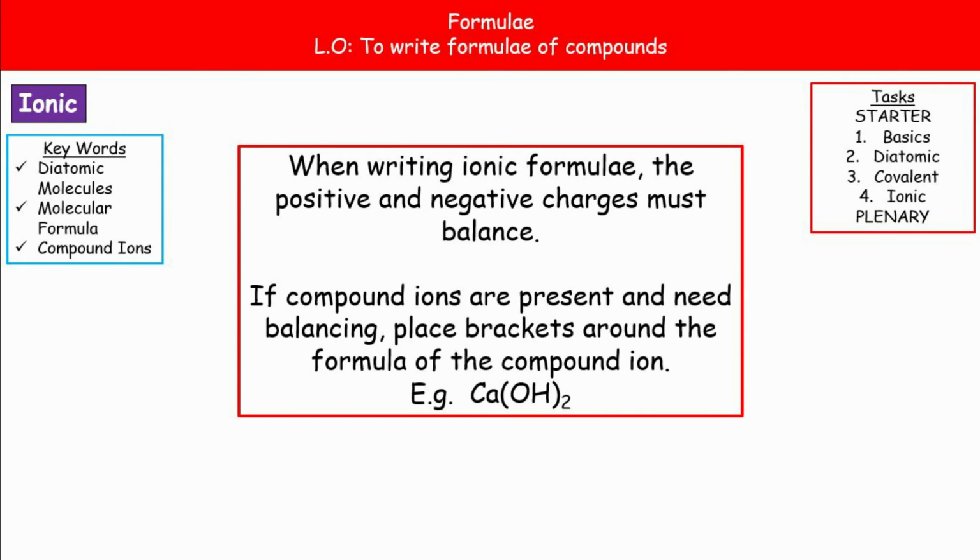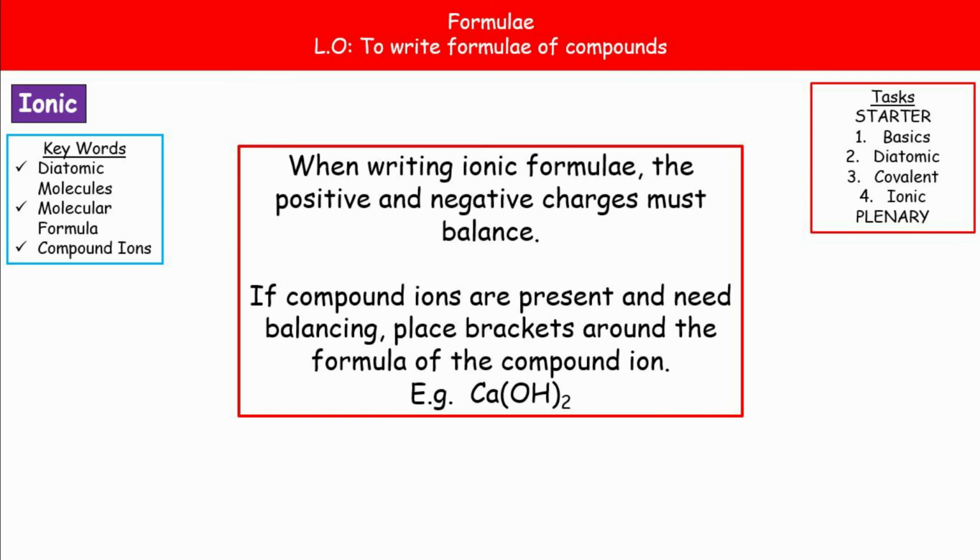The reason that we care about all these charges that we've got on different ions is that when we come to write a formula for an ionic compound, we've got to make sure that the positive and negative charges cancel each other out. So there's got to be the same number of positives as there are negatives. If we've got compound ions present and we've got to balance it, so we don't have enough, we've got to have 2 compound ions, for example, then what we need to do is put brackets around the formula of the compound ion and then the number to the bottom right.